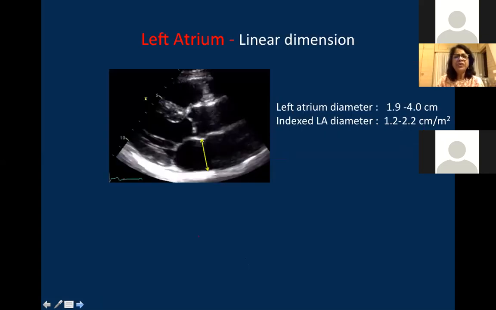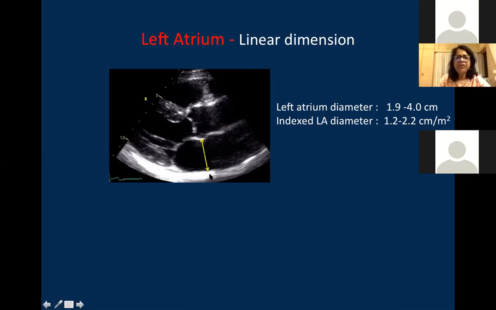Now the question is, how do we measure the left atrium? We have a habit to measure the left atrium from the parasternal long axis. Yes, we do so. And we measure it from the inner edge to the leading edge, trailing edge to the leading edge in the two-dimensional parasternal long axis view. And this is the normal diameter, linear dimension of left atrium. Now, you must remember that left atrium is a chamber.